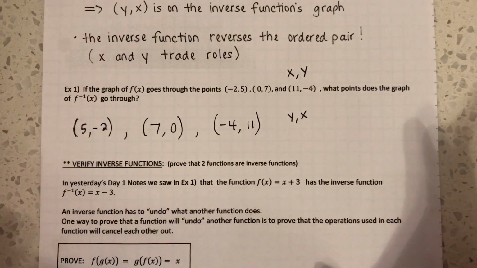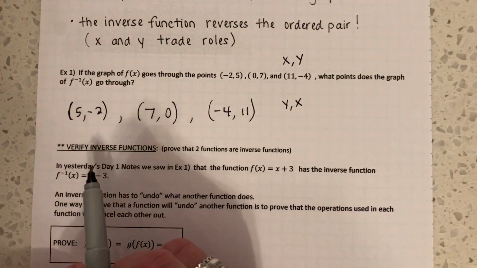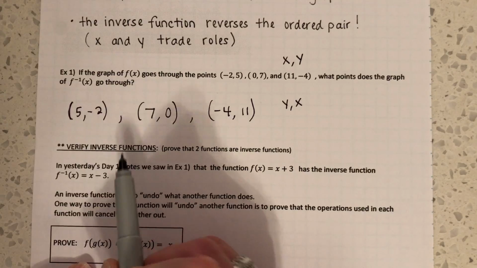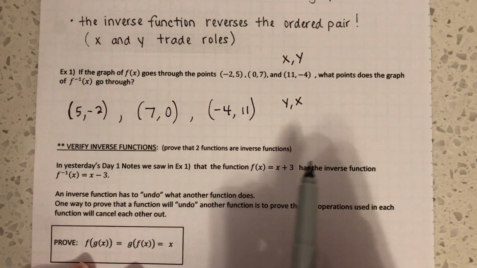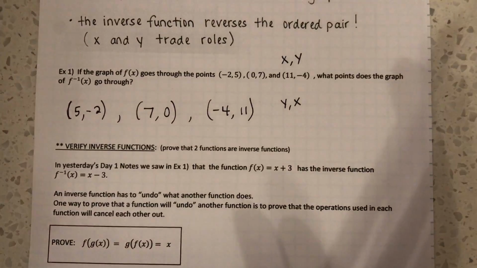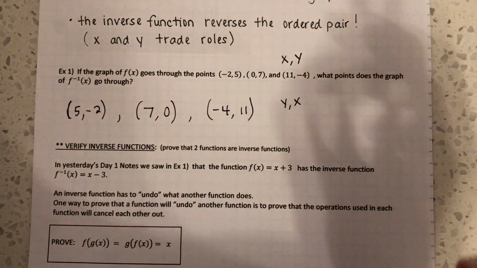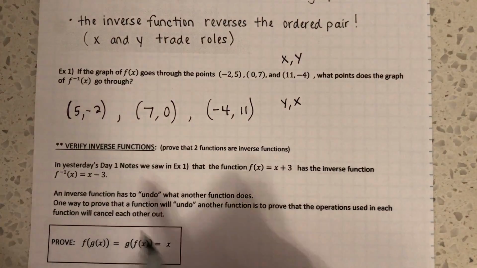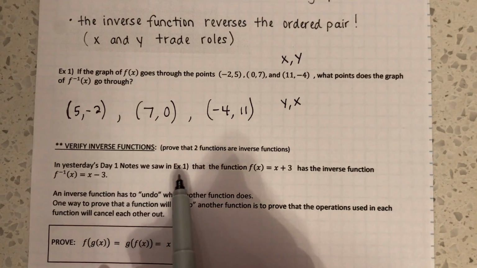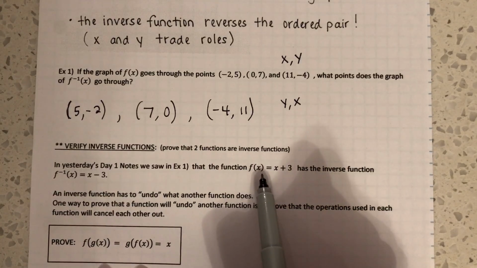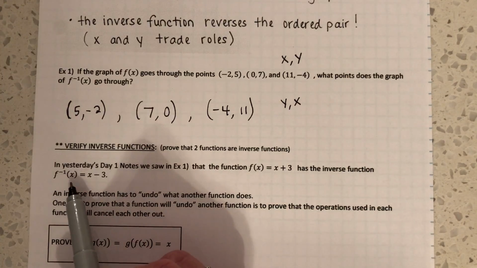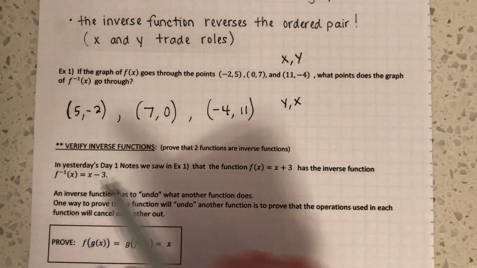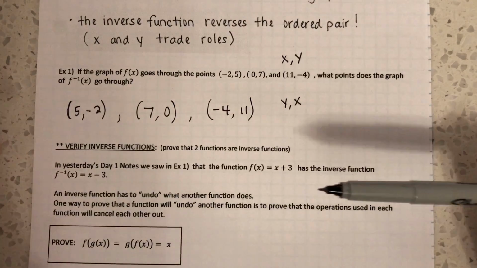All right, our main objective today is going to be to verify inverse functions. So basically, you're going to have to prove that two functions are inverse functions. Well, think about it. Inverse functions have to undo other functions, right? In yesterday's notes, we saw in example 1 that the function f(x) = x + 3 has the inverse function f inverse of x = x - 3. This is a fairly easy inverse to see.